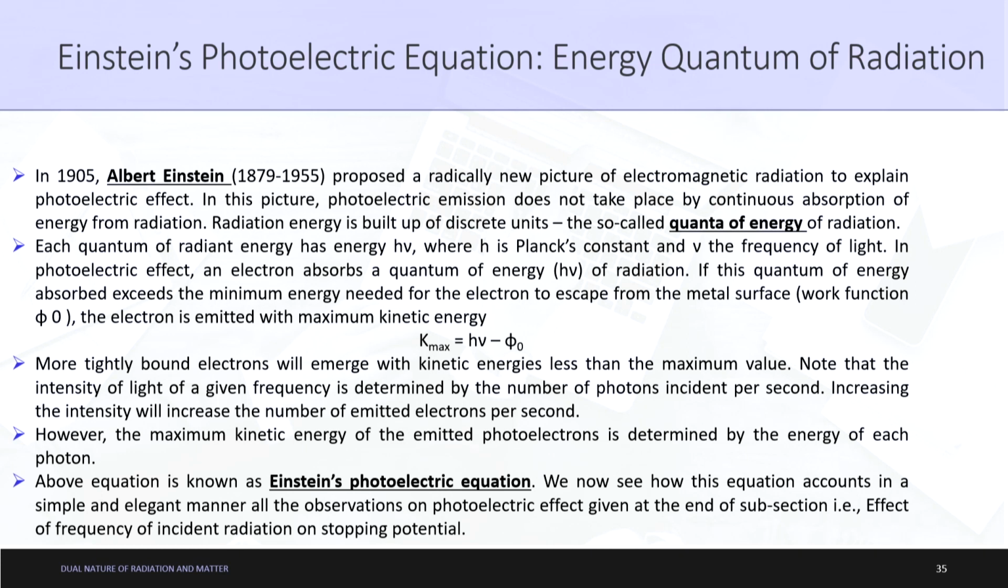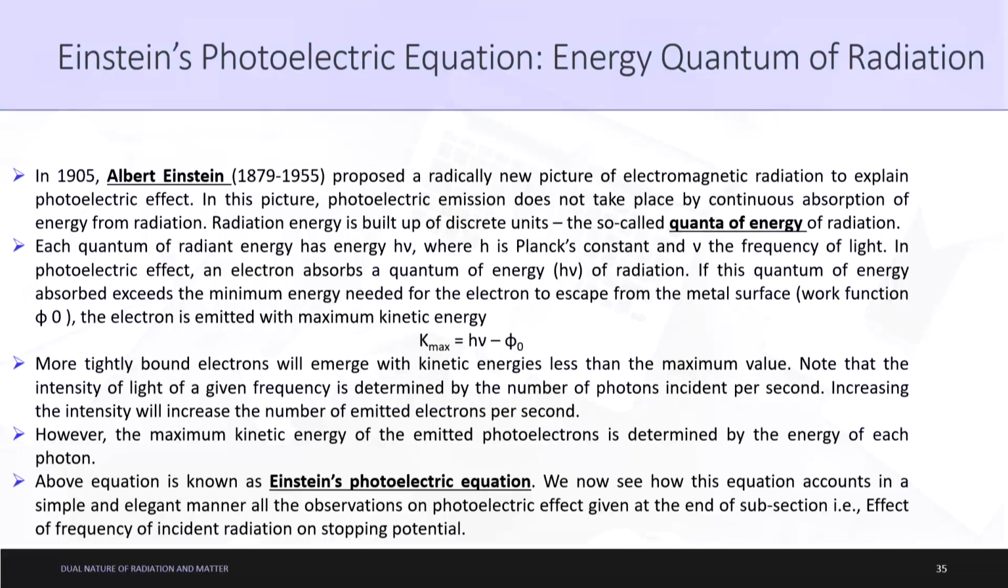So, let us start Einstein's photoelectric equation. Please be very careful while reading everything, because this is the main crux of this complete chapter, that is Einstein's photoelectric equation. So, in 1905, please remember, it was at the start of the 20th century. All the things of electron emission etc. were happening just before the end of the 19th century, and this thing was started at the start of the 20th century. So, in 1905, Albert Einstein proposed a radically new picture of electromagnetic radiation to explain the photoelectric effect.